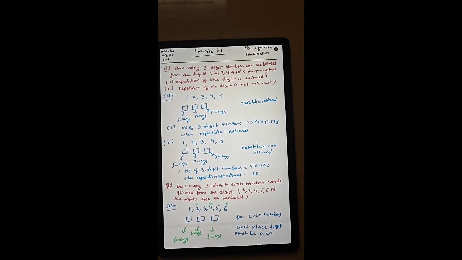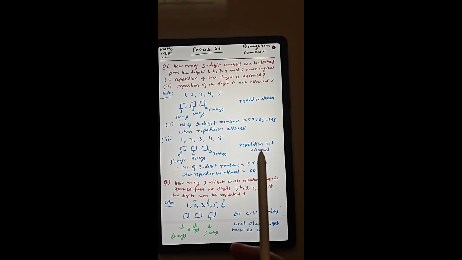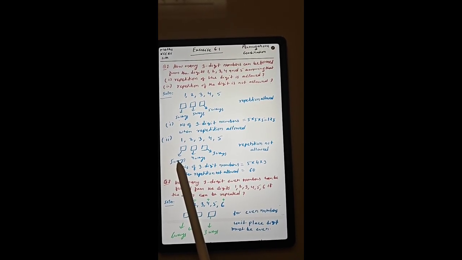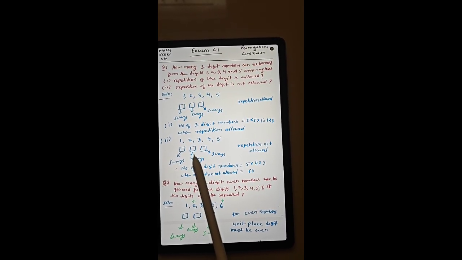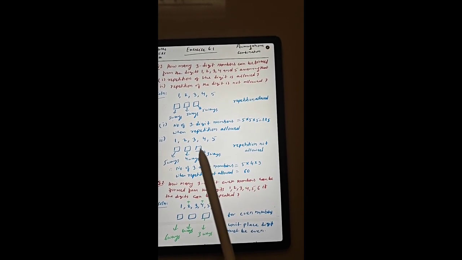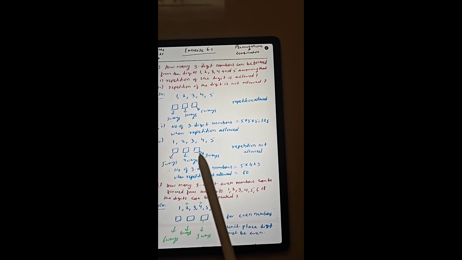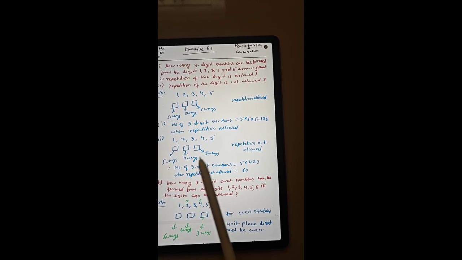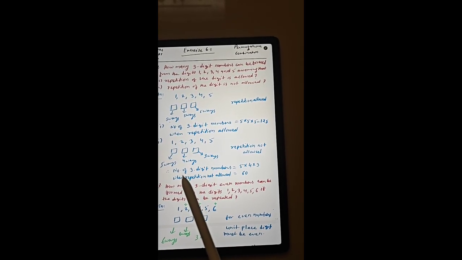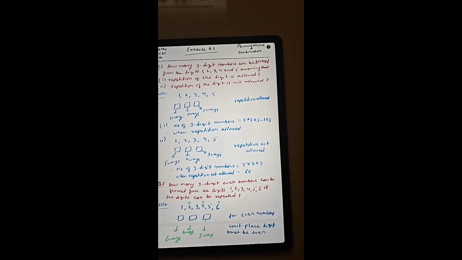Okay, now discuss the case when the repetition is not allowed. If the repetition is not allowed, the first place has no restriction. It can be filled in 5 ways. But the second place will be filled with the remaining 4 digits. So 4 ways. Similarly, the third place digit can be filled with the remaining 3 digits because 2 digits have been occupied. So 3 ways. So the total number of 3-digit numbers when repetition is not allowed is 5 into 4 into 3, that is 60.